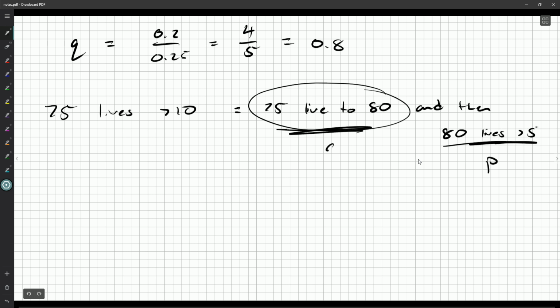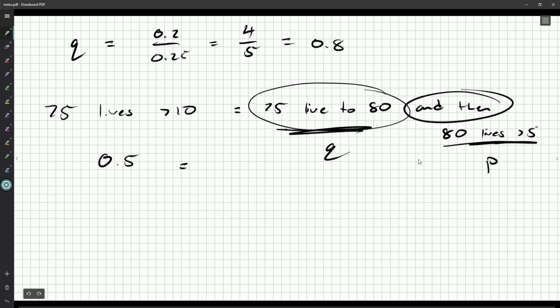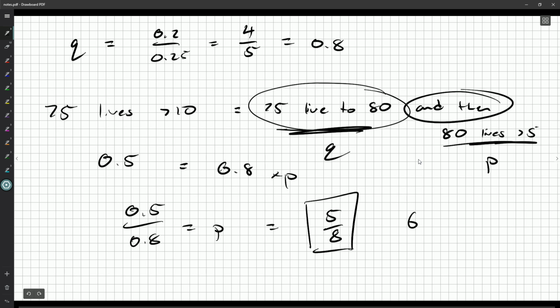We know this probability is Q, and we see that beloved and then, which means you multiply. So we know this probability is 0.5, that they just live another 10 years. That's Q, which we know is 0.8, times P. So the probability we want is 0.5 divided by 0.8, or 5/8. So the 5/8 chance, did they ask for probability or percentage? Probability, so we stick with 5/8. If you were curious, I think it's 62.5% chance.